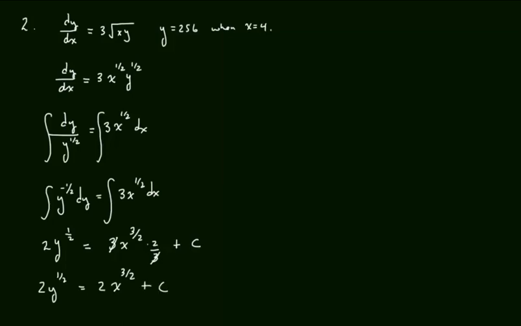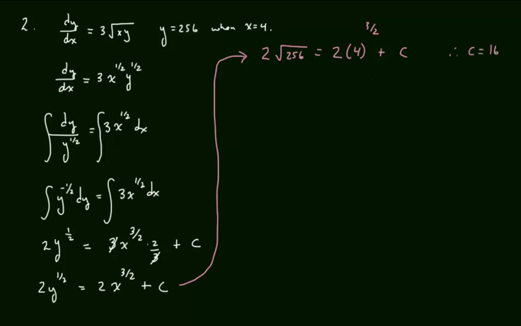I'm going to do something a little bit different here, which is different from the other examples. I want to show you that you can solve for c at different points along the way. If I solve for c now, this is prior to getting y by itself, I can say that 2 times the square root of 256 equals 2 times 4 to the 3/2 power plus c. If I solve for c in this case, c will come out to be 16. So then I have 2y to the 1/2 equals 2x to the 3/2 plus 16.